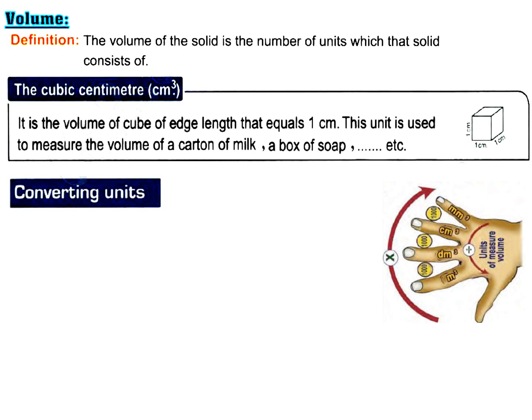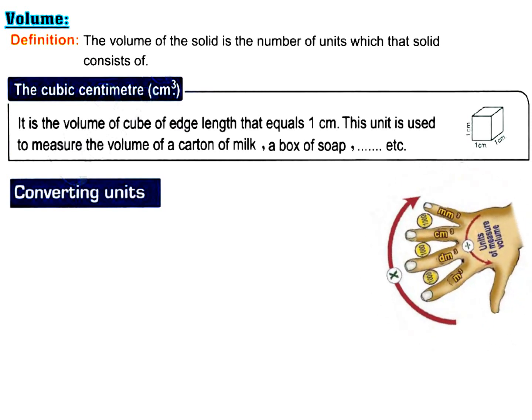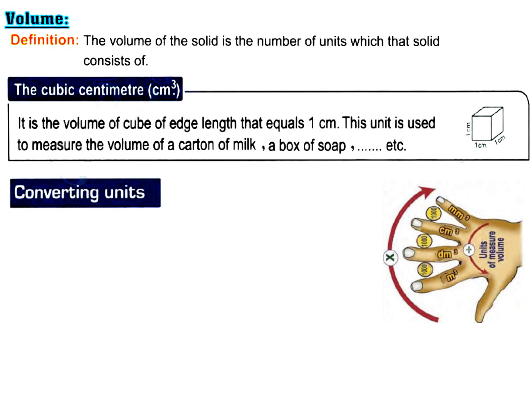Converting units. How can I convert from meter cube to decimeter cube to centimeter cube to millimeter cube? I have 4 units, starting from meter cube to decimeter cube to centimeter cube to millimeter cube. As we know, usually we know 1 meter, not 1 meter cube. 1 meter equals 10 decimeters. 1 decimeter equals 10 centimeters. 1 centimeter equals 10 millimeters. But 1 meter cube equals 10 times 10 times 10, to the power 3 on meter.